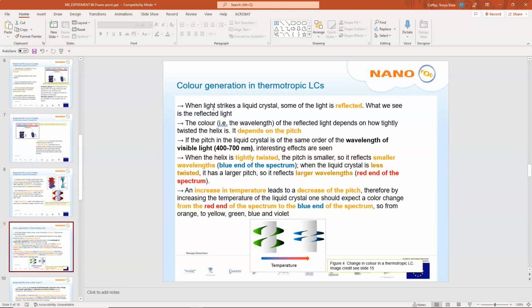Now, if you increase the temperature of your liquid crystalline material, it leads to a decrease of the pitch, and by increasing the temperature of the liquid crystal, you see the color change, okay? It goes from red to blue. So, red to orange, yellow, green, blue, and violet as the temperature increases, okay? And this gets used sometimes in thermometers and liquid crystal displays in applications.